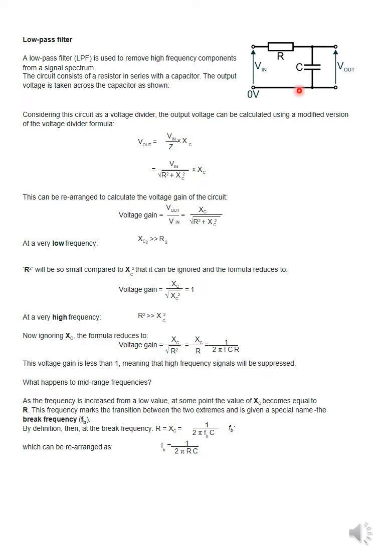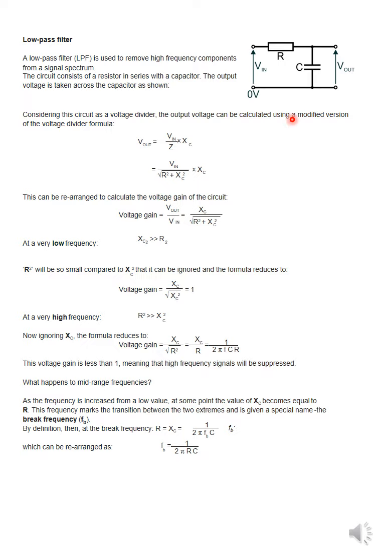A low pass filter, suppose we are generating a low pass filter, you have an input here, R resistance and a capacitance, they are in series, and you are taking output across the capacitor. So it's basically used to remove high frequency components from a signal spectrum. The circuit consists of a resistor in series with a capacitor. The output voltage is taken across the capacitor as shown, as I explained. Considering this circuit as a voltage divider, the voltage output can be calculated using a modified version of the voltage divider formula.